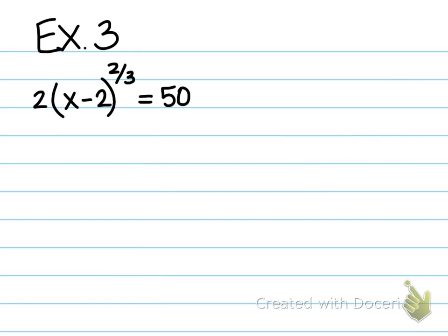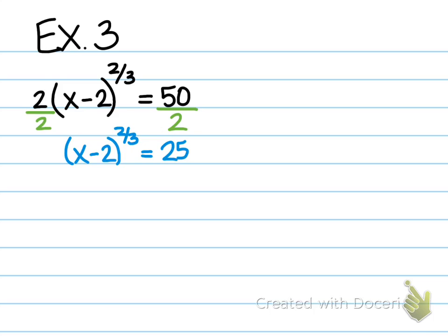Okay, number 3. I have 2 times (x minus 2) to the 2/3 power equals 50. So the 2 out front is not being raised to the 2/3 power. It's just 2 times that. So I want to get rid of the 2 first. So that would mean I would have (x minus 2) to the 2/3 power equals 25.